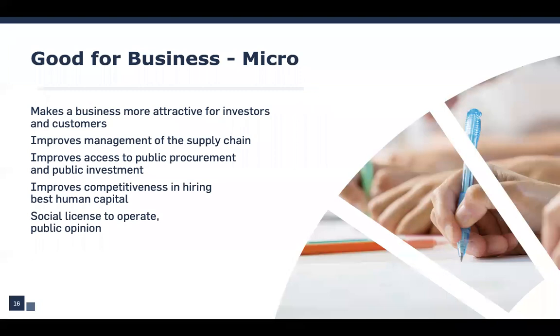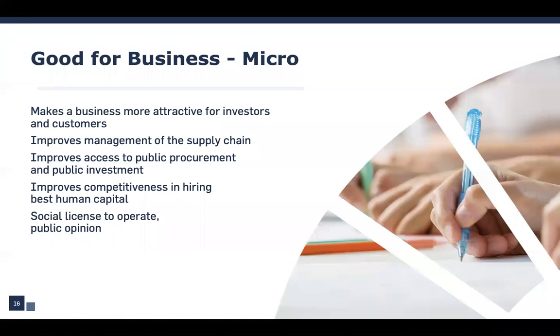At the micro level, if you are engaged actively in this agenda, your business is more attractive for investors and customers. We're seeing this more and more. The interest in the investment community in ESG, really more and more ESG equals SDG, and the two are very closely aligned. If you're going to engage around SDGs, much of the activity is going to be in your supply chain, and that extra attention is going to improve management there. It will improve access to public procurement and public investment.